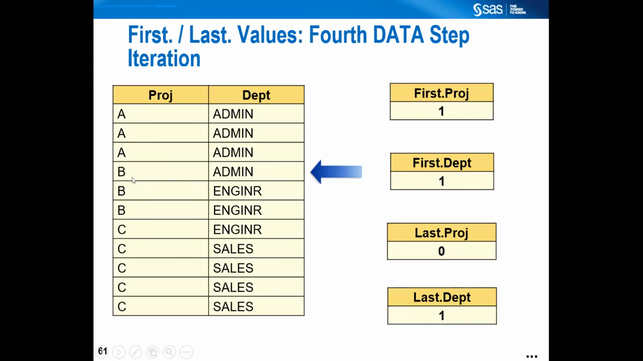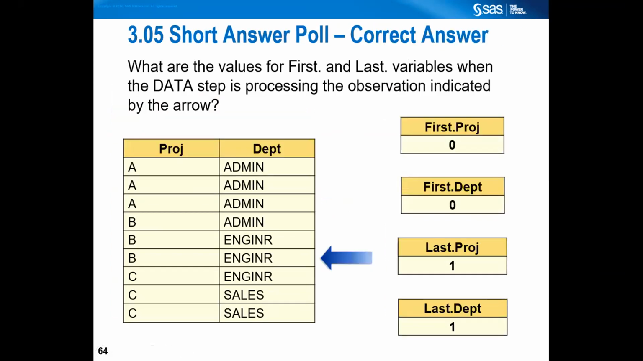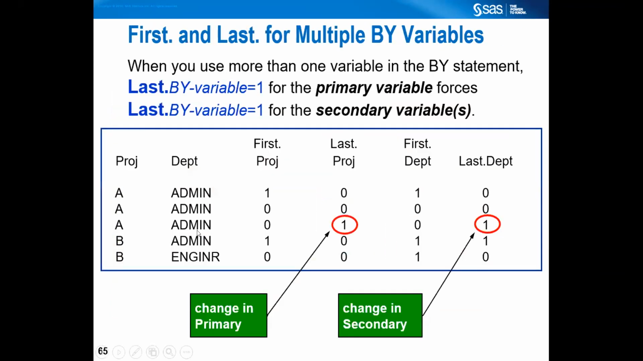We saw, right? See, first dot project is 1. It's forcing admin to take its first dot department as 1. Okay. So this slide was summarizing this example. All right.